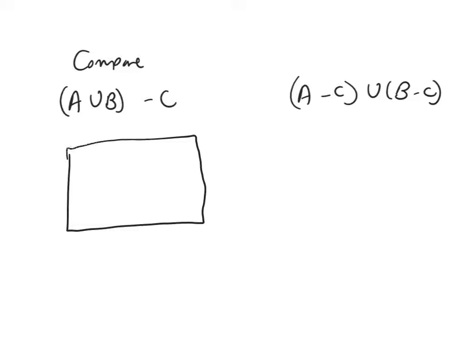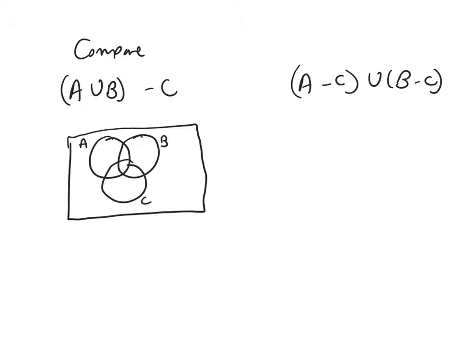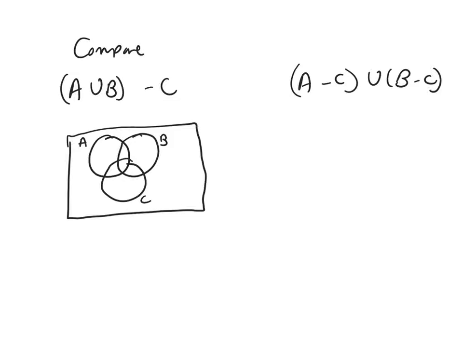Our Venn diagram. Here's A, B, C. So let's start with, let's highlight the set A union B. So we're going to highlight that whole section there inside of either circle A or B.